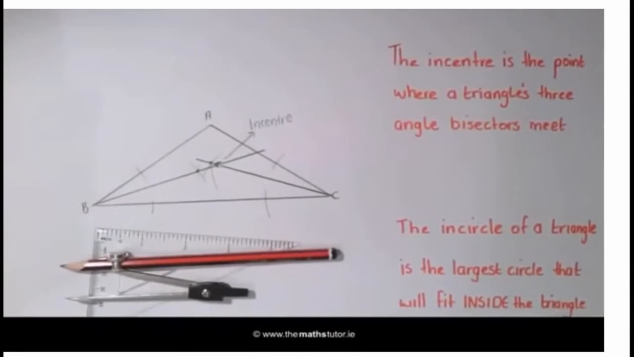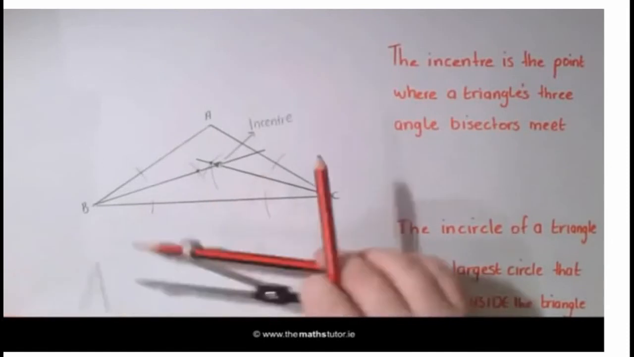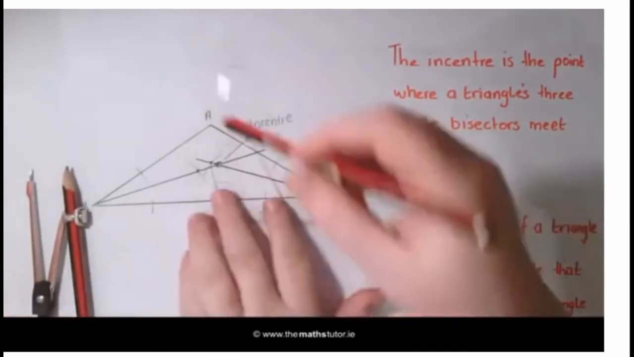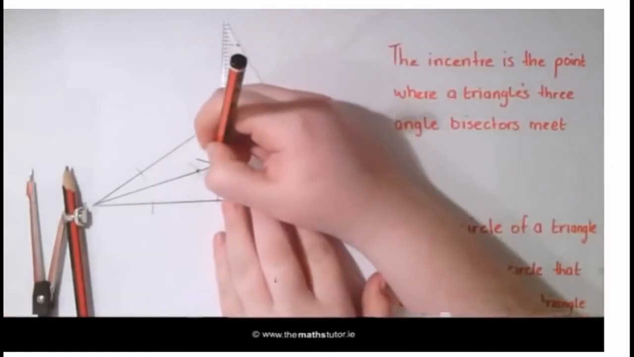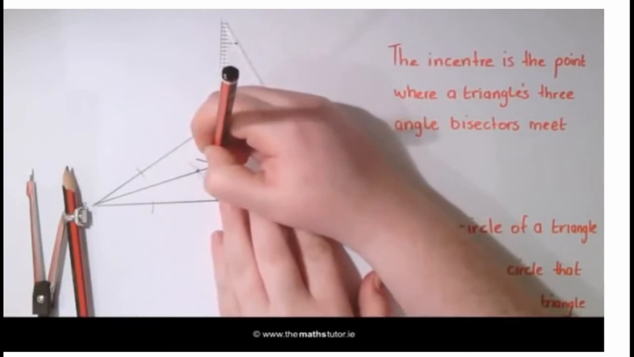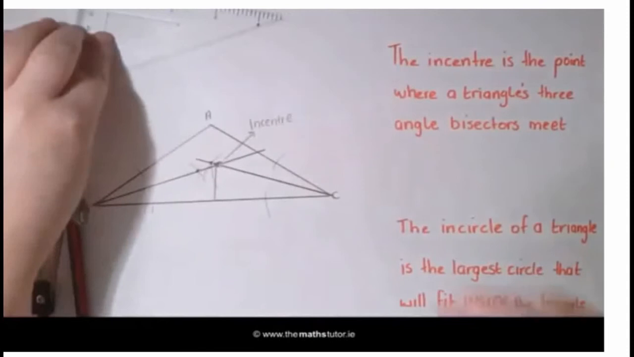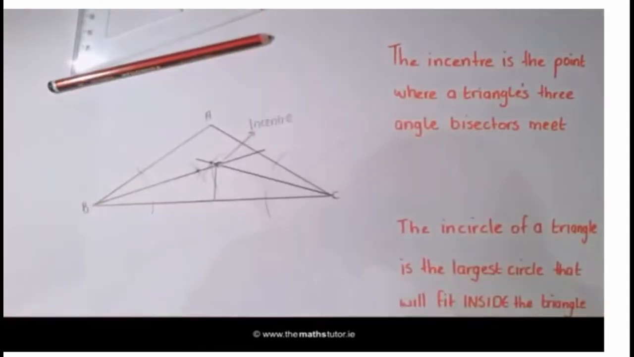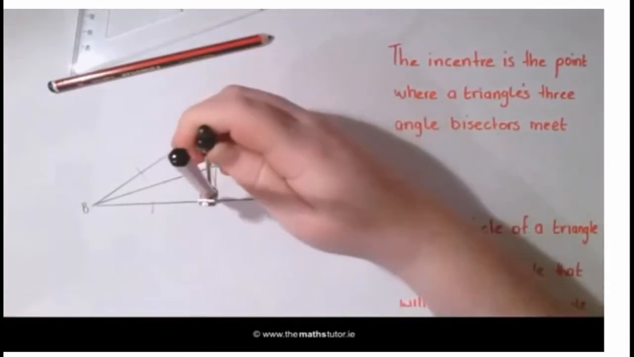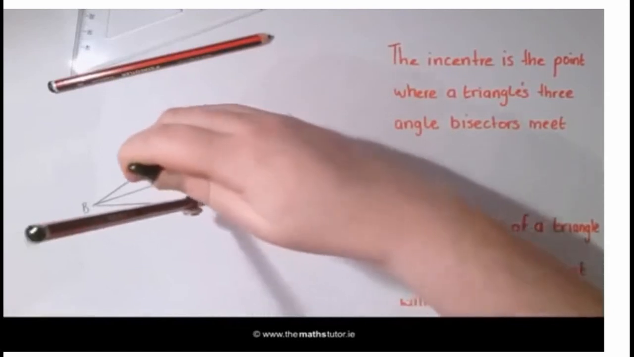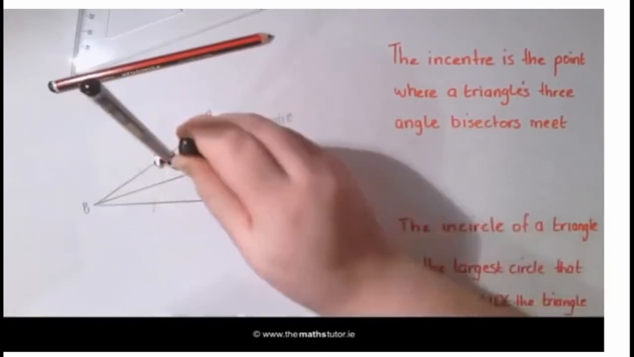We are now going to construct the in-circle of a triangle. The in-circle is the largest circle that will fit inside the triangle. So, we are going to draw a perpendicular line from our in-center to the opposite side. This is our radius. We are going to then take our compass and using this width, we are going to draw a circle inside the triangle.